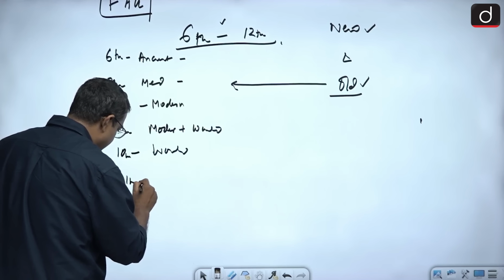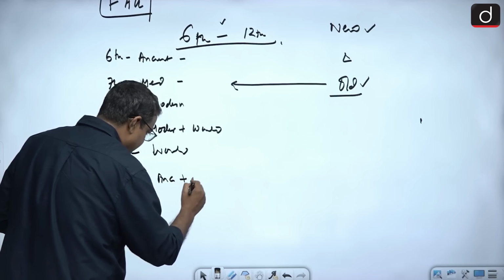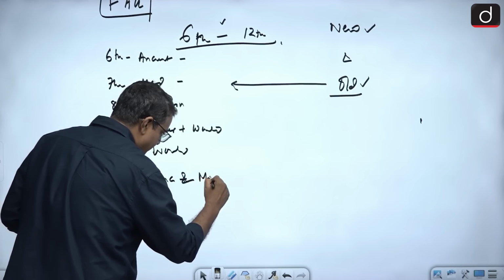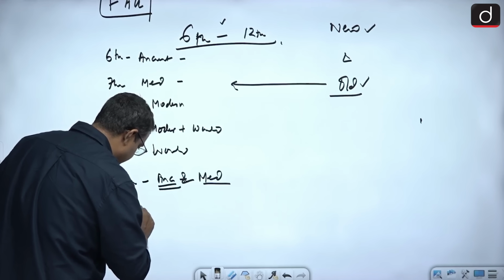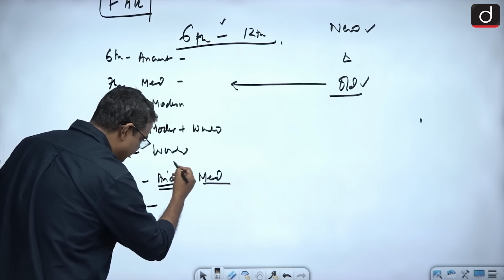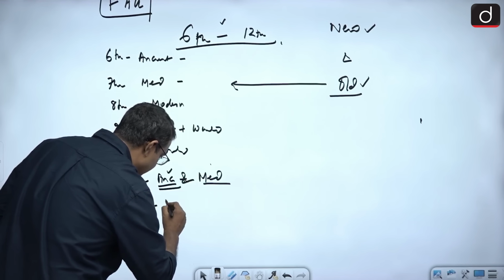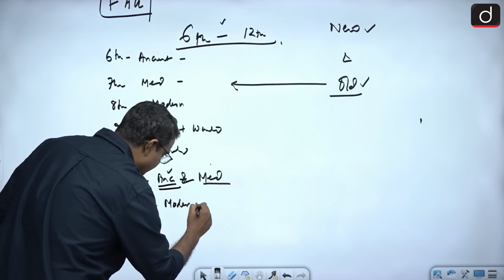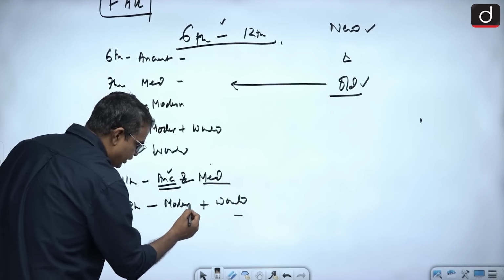11th, ancient and medieval: ancient for R.S. Sharma, medieval for Satish Chandra. 12th, again 2 books, that is modern and world. Arjun Dev is the writer for world, and for modern, Bipin Chandra.